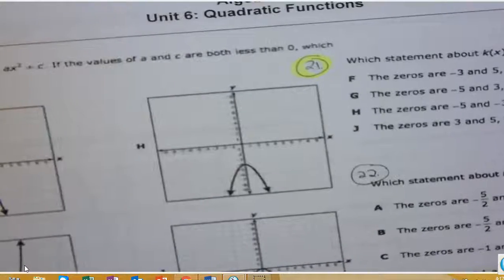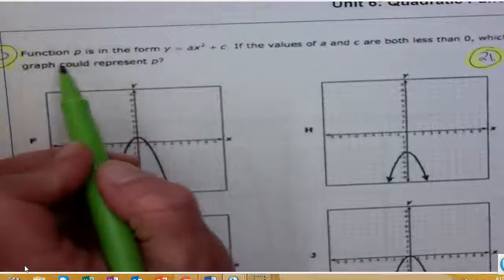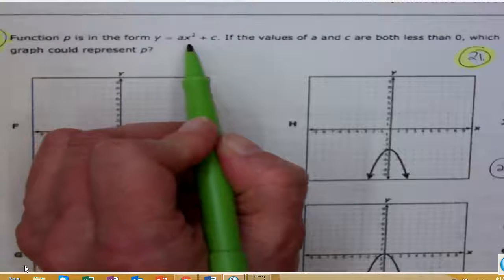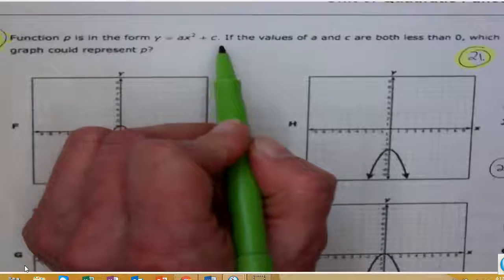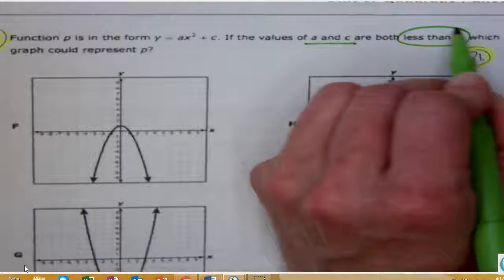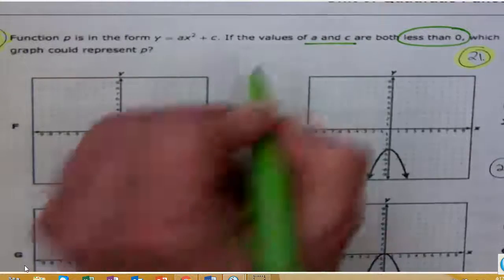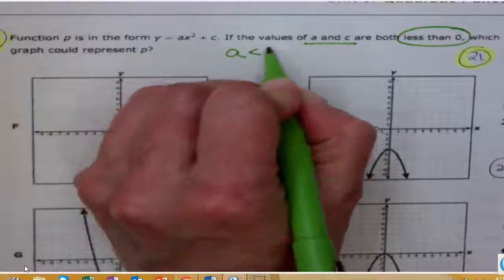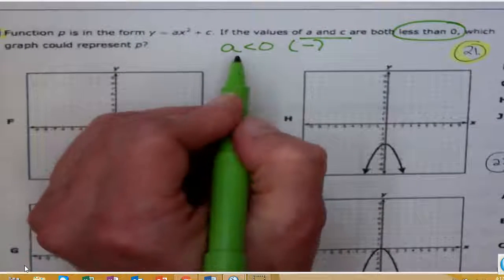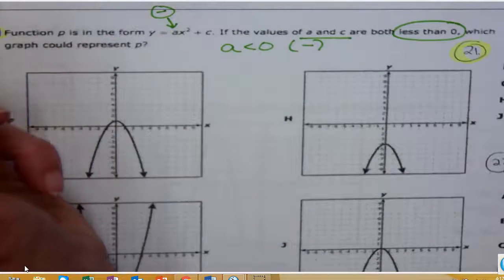Let's do number 20. Function p is in the form of y equals ax squared plus c. If the values of a and c are less than 0, which could represent p? So what that's saying is a is less than 0. So what is that saying? It's negative. What happens when your a is negative?